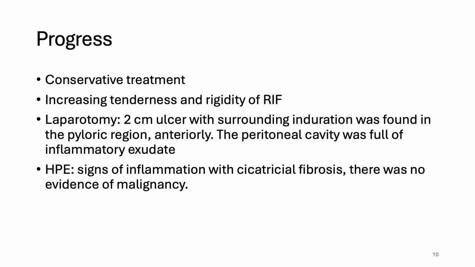Initially, the patient was managed conservatively. However, later, she had increasing tenderness and rigidity of the right iliac fossa. Thus, she was referred to a surgeon and an emergency laparotomy was performed, and there's a 2 cm ulcer with surrounding induration in the pyloric region anteriorly. The peritoneal cavity was also filled with inflammatory exudates. The HPE of the surgical sample shows signs of inflammation and fibrosis. There's no evidence of malignancy.